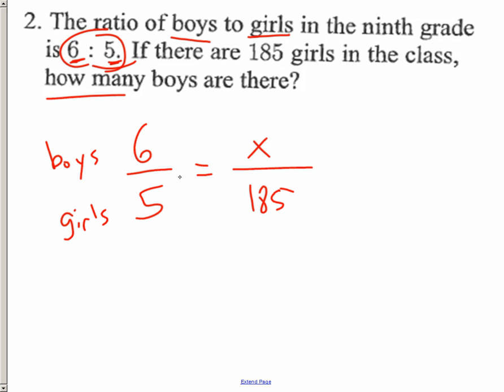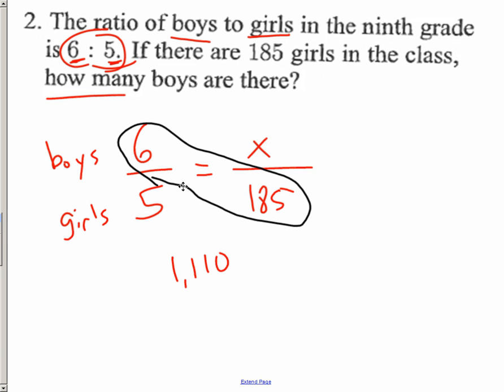We've got the proportion set up, so 6 times 185. So 6 times 185 is 1,110. Let me just show you that we're always trying to multiply the diagonal numbers from each other. And now that leftover number, the 5, we're just going to divide 1,110 by 5, and we get 222. So how many boys are there? 222 boys.